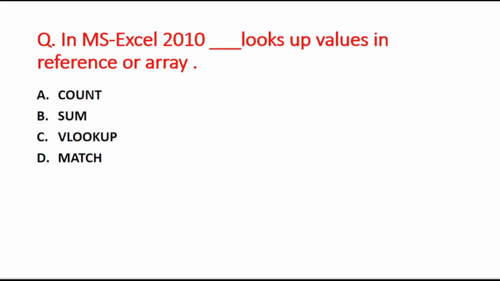Next question is, in MS Excel 2010, blank looks up values in the reference or array. A option is count function, B option is sum function, C option is VLOOKUP function, and D option is match function. So the right answer is option D, that is match function.